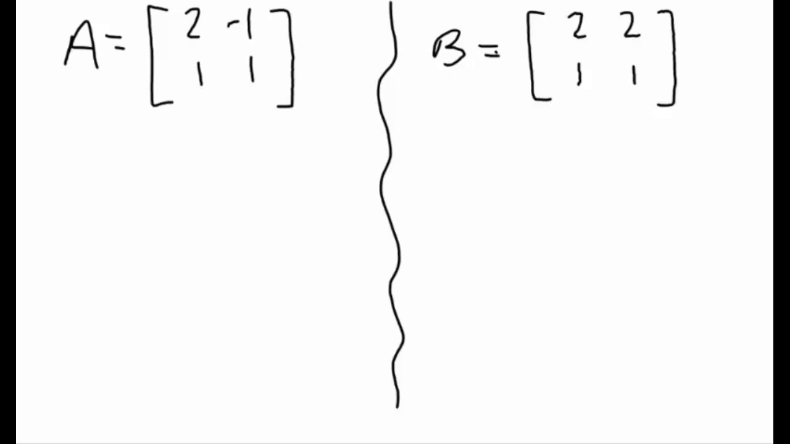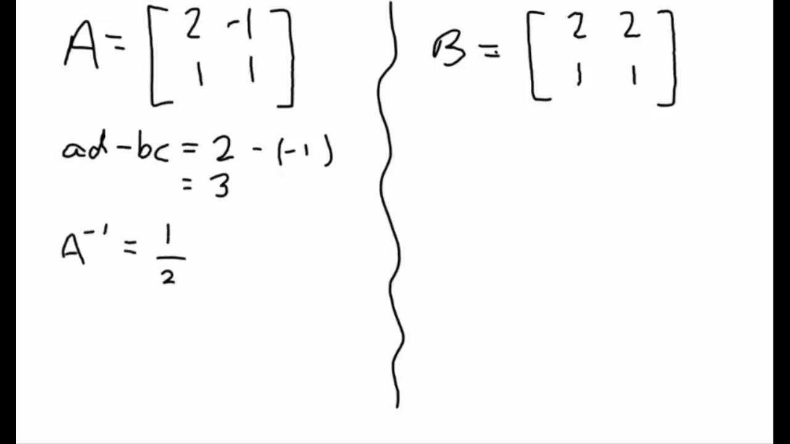So for matrix A, we have that A is 2, B is minus 1, C is 1, D is 1. And we can calculate AD minus BC. That's going to be 2 minus negative 1, or 3. So A is going to have an inverse, and A inverse looks like this.